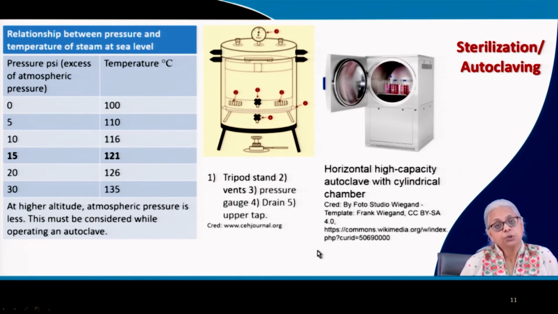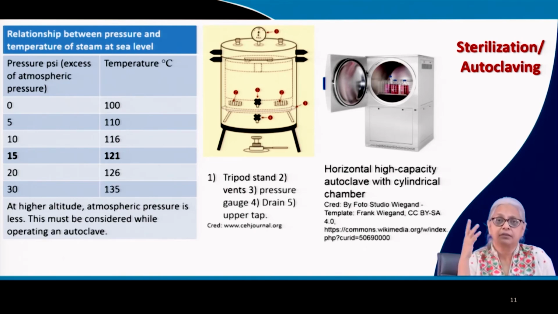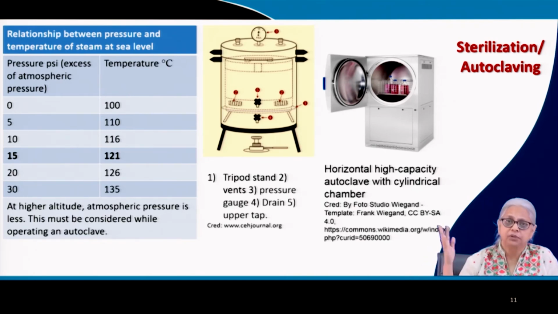There are several types of autoclaves that are available in the market. This one is a tripod, and you can see it has 3 feet, it has vents, pressure gauges, a drain for the water and the steam, and an upper tap. So this is very common. This is exactly what we have. And there are horizontal loading autoclaves. You can have room size autoclaves, you can have cabinet sized or refrigerator sized autoclaves. They come from very small autoclaves to very large ones.